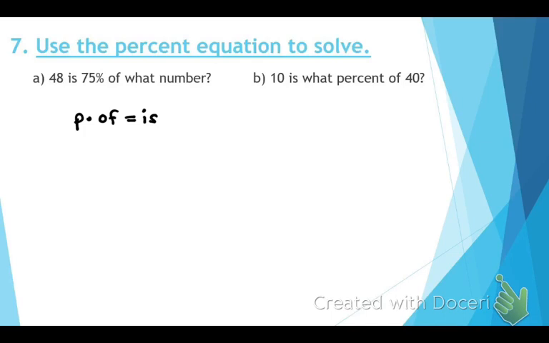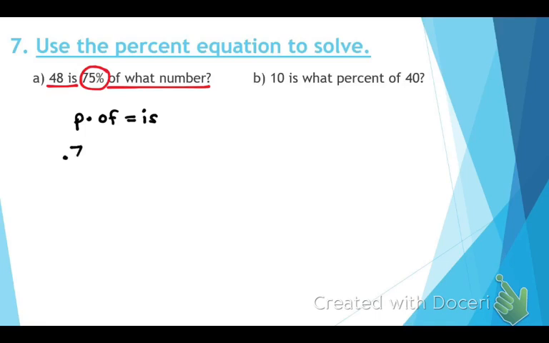Okay, is that my is, my of, or my P? Good job. So we'll underline 48 is. Good job. Circle the 75% and underline. Very good. Hayden, plug it in. I've got to change that percent to a decimal, so what would that be, Hayden?